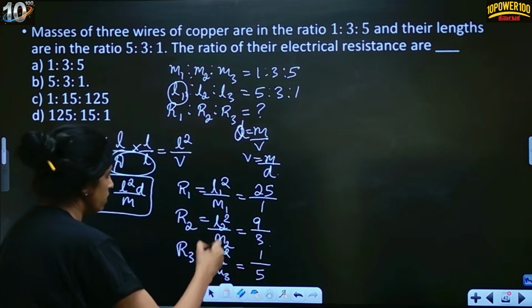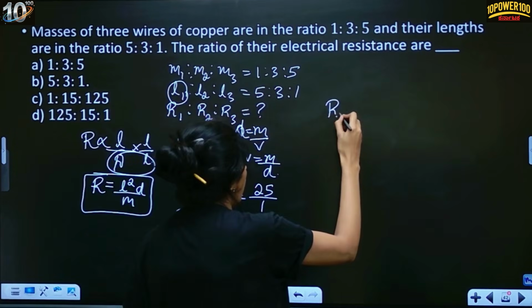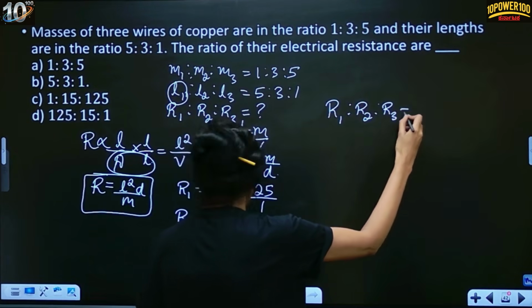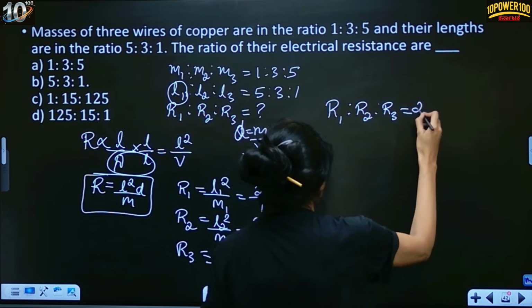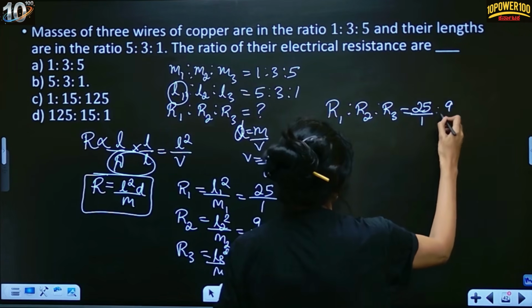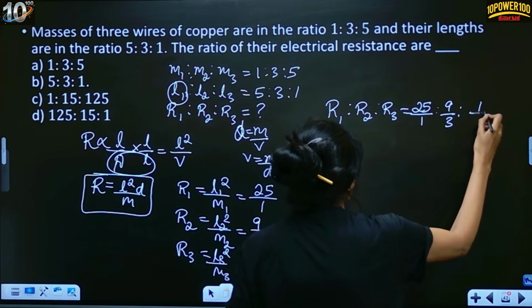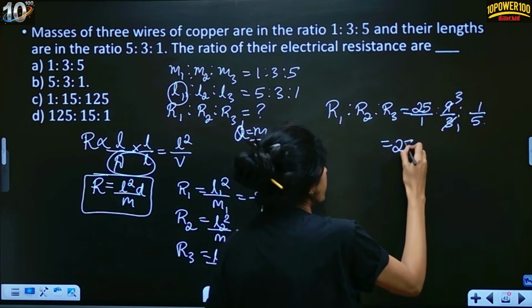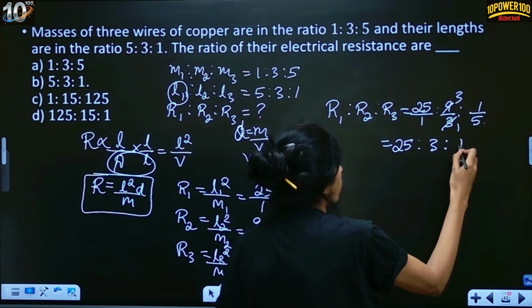Now take this completely as a ratio. So R1 is to R2 is to R3 can be written as 25 by 1, 9 by 3. 9 by 3 is nothing but 3, right? And 1 by 5. So 3 ones are 3, 3 threes are 9. So you will get 25 is to 3 is to 1 by 5.